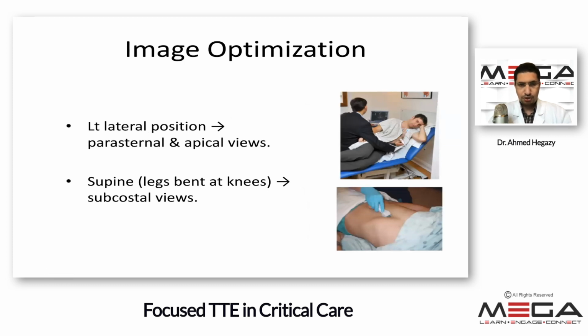In terms of image optimization, the best position to have the patient in, if you're doing parasternal and apical views, is left lateral decubitus. With left lateral decubitus, the heart becomes more anterior in the chest wall, and it makes it easier to visualize the heart. However, if you are trying to get a subcostal view, the best position for the patient is supine with the legs bent at the knees so that the abdominal muscles are relaxed and you're able to exert a little bit of pressure underneath the costal margin.